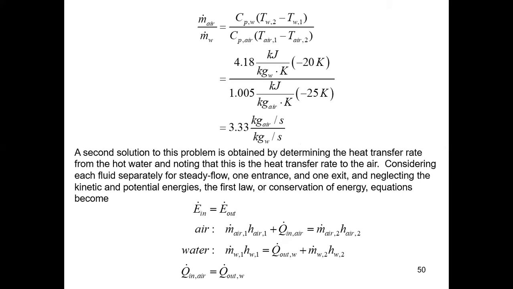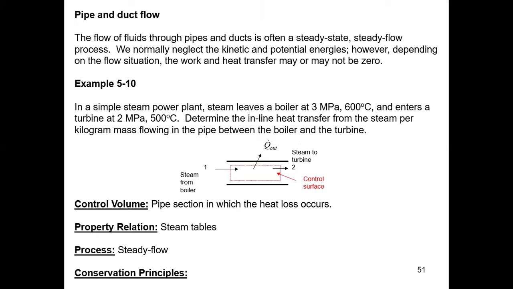Plug it in, we know the drop in temperature. We do the same for air, and we get the mass of water. So we want the ratio. So we have the water flow rate. Mass dot water is 3.33 kilograms average per second, divided by kilogram water per second.